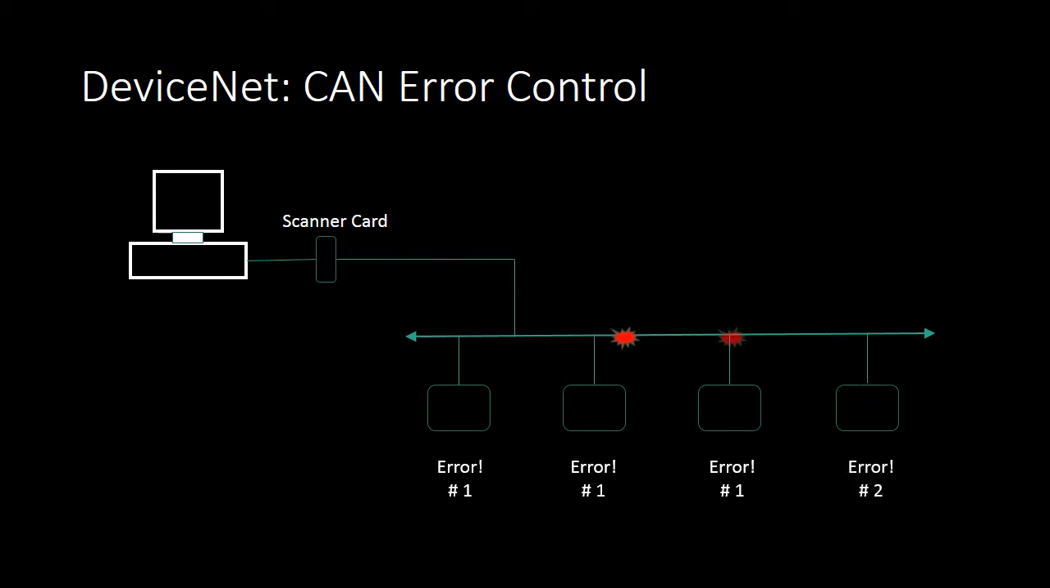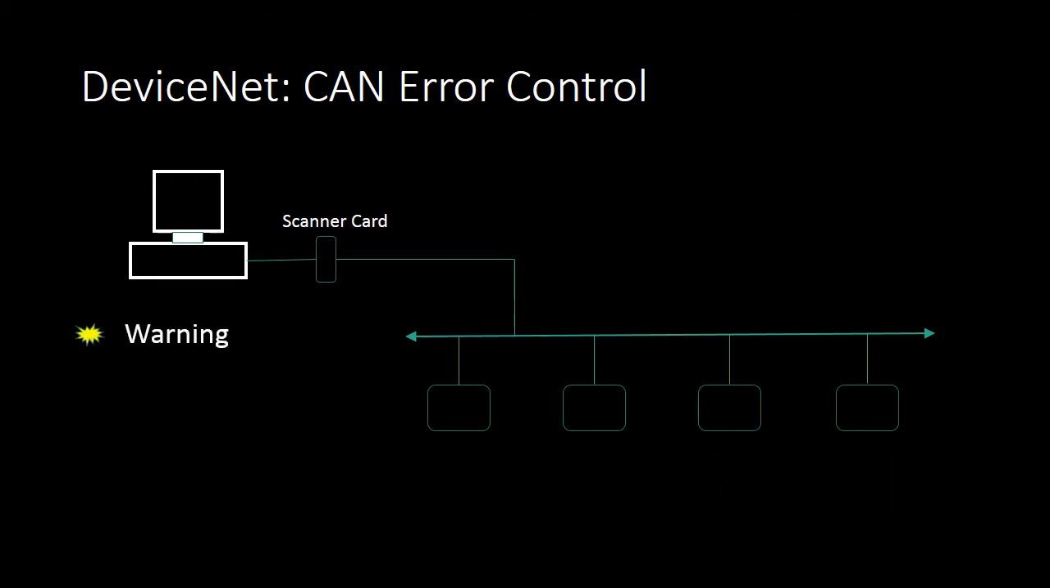Every network device has internal counters that are incremented every time a transmission or reception error is detected and are decremented every time a message is successfully transmitted or received. If a significant amount of errors occur, the device can display the following states.